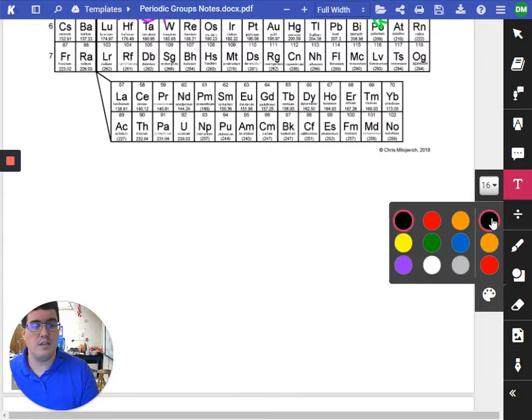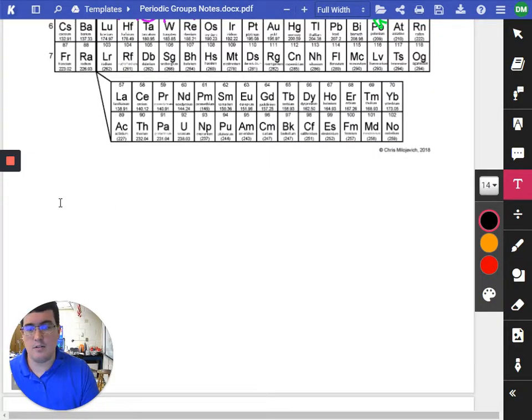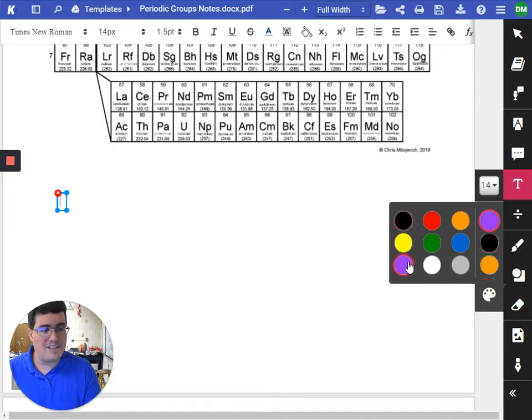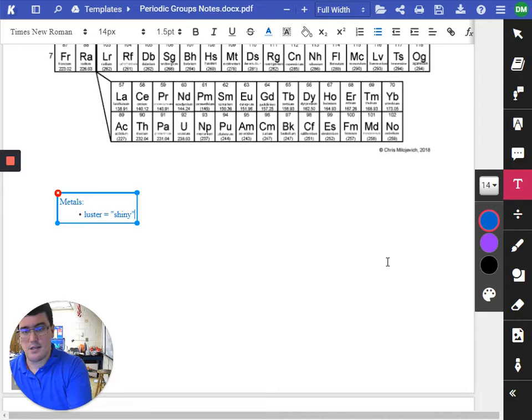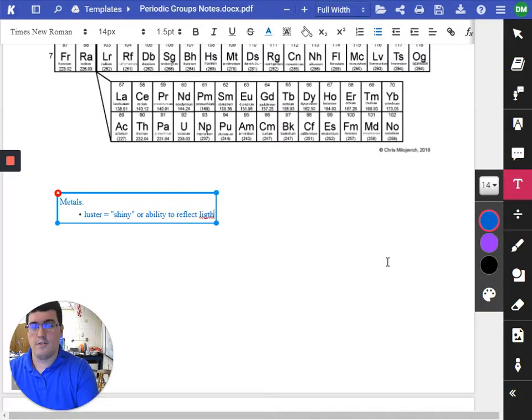So the other thing that we need to do, we're going to come down here below this, and we're going to make a little text box here. And I'm going to make it the same color as I drew up there. Metals. Properties of metals include a host of different things. But first of all, metals have something called luster. Luster is that shininess that metals have. It's their ability to reflect light. So if you've ever looked at something and said, oh, that looks metallic, what you're actually saying is that has luster, has the ability to reflect light.